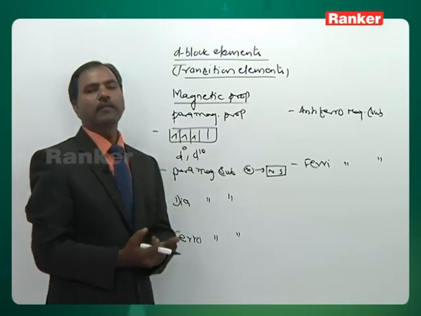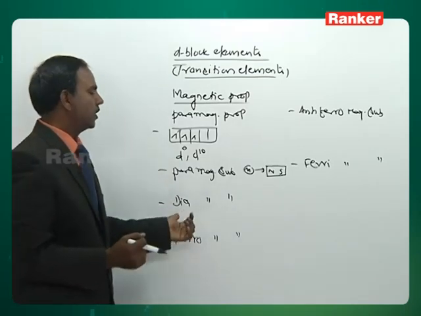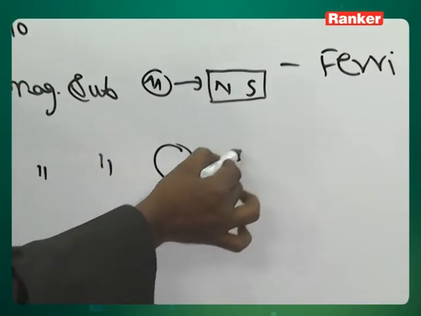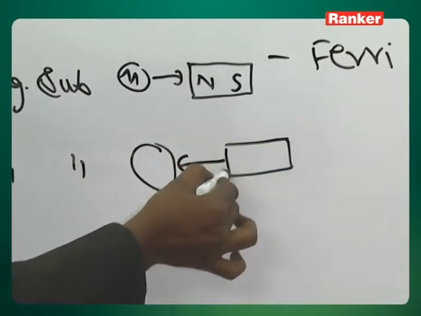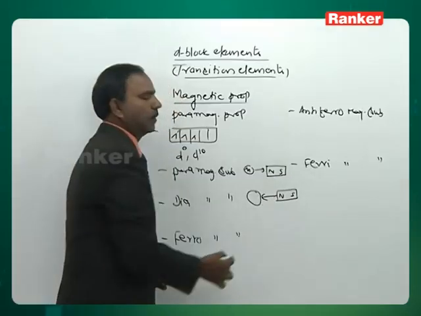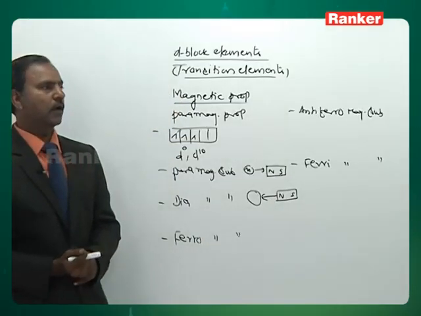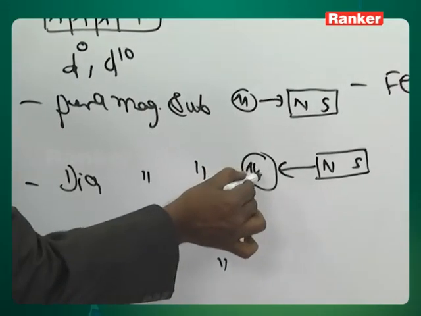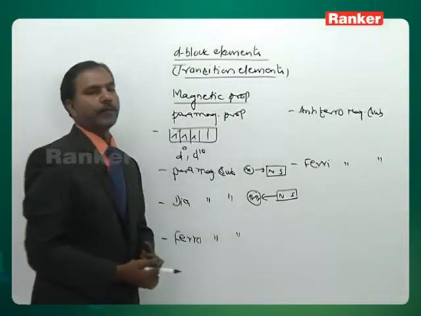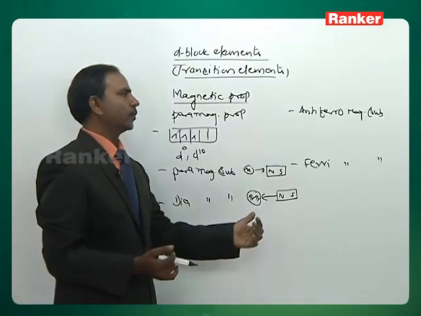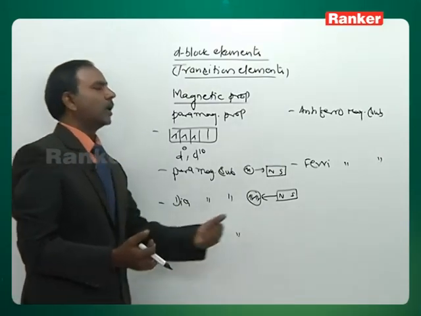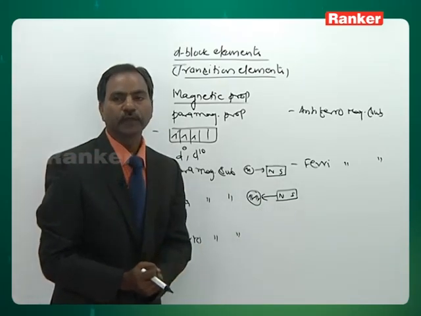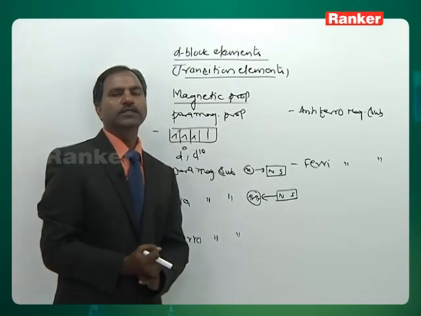Coming to diamagnetic substance. The substance which is generally repelled by the magnet, we call it a diamagnetic substance. A diamagnetic substance generally carries a paired arrangement of electrons. Therefore, that particular substance is repelled by the magnet. Such a substance we call diamagnetic substance.